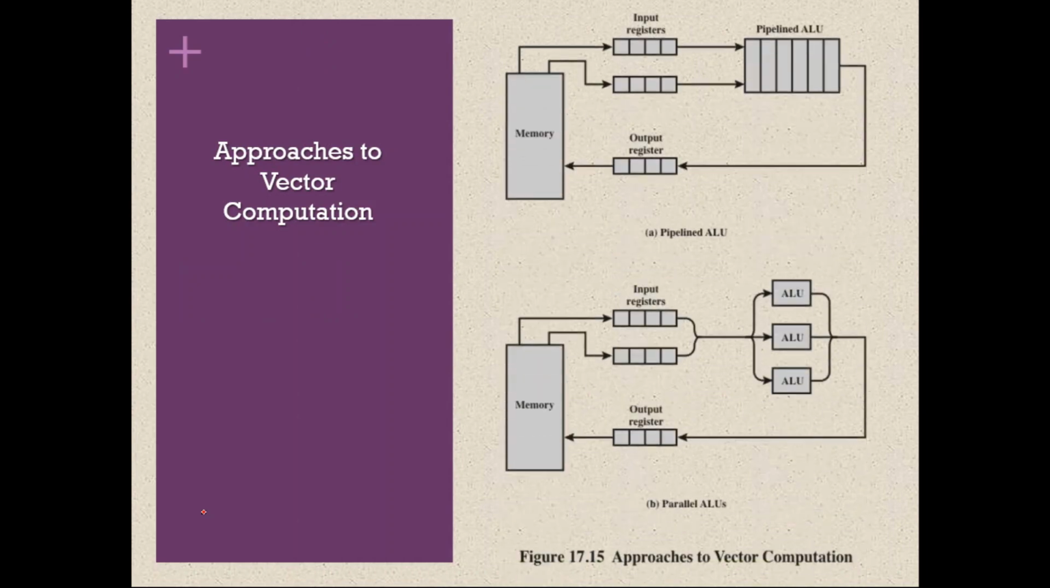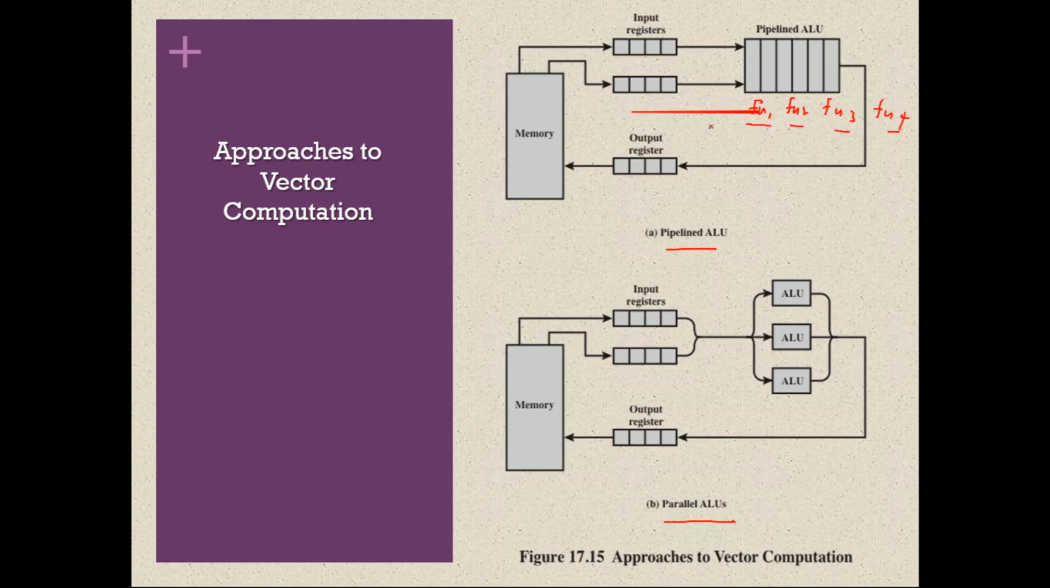Now let us discuss different approaches for vector processing, vector computation. There are generally two approaches. One is called a pipelined ALU, the other is called parallel ALUs. So what is a pipelined ALU? In a pipelined ALU, you will have only one arithmetic logic unit, but this arithmetic logic unit may have multiple functional units, like functional unit 1, functional unit 2, functional unit 3, and functional unit 4, or more than that. Now these can be used for pipelining.